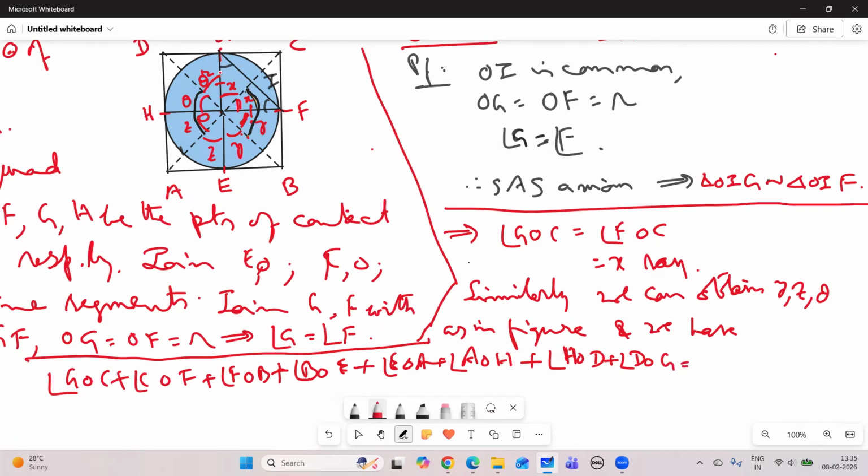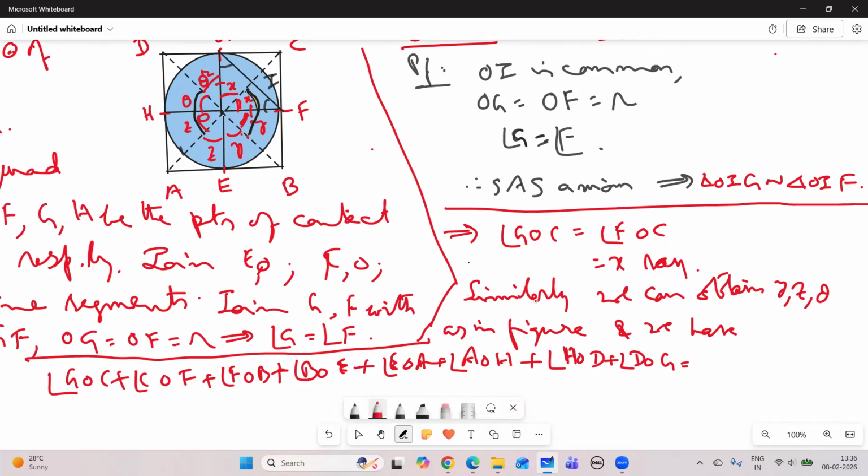Okay. We're adding all these angles: angle GOC plus angle COF, plus angle FOB, this angle, plus angle BOE, this one, plus angle EOA, this one, plus angle AOH, this angle, and then angle HOD, this one, plus angle DOG, this angle. Means we are adding all these 8 angles.